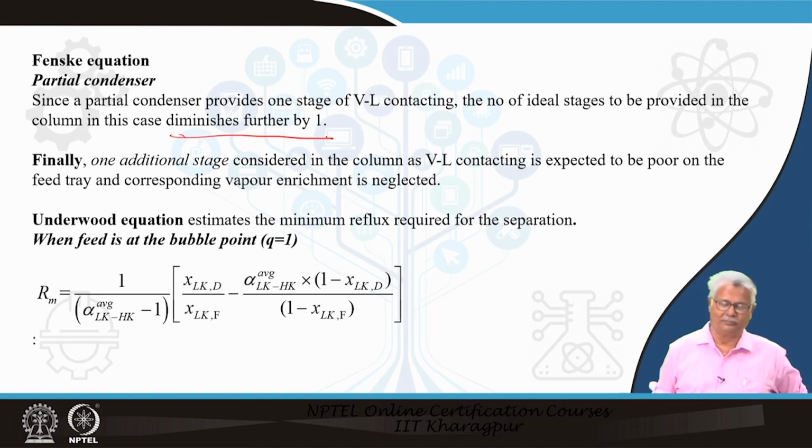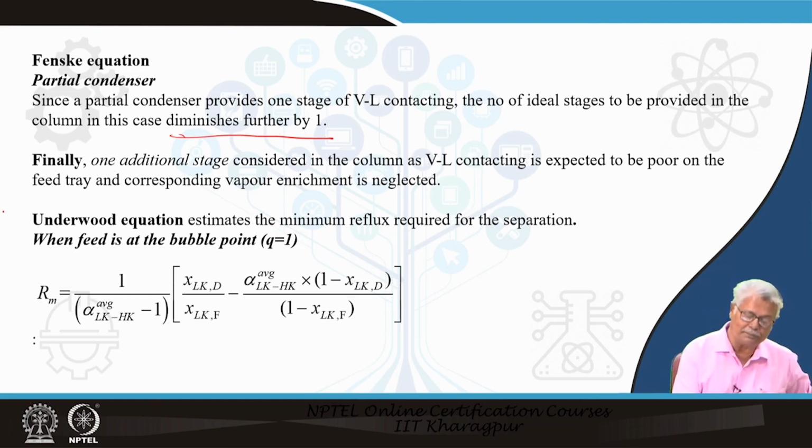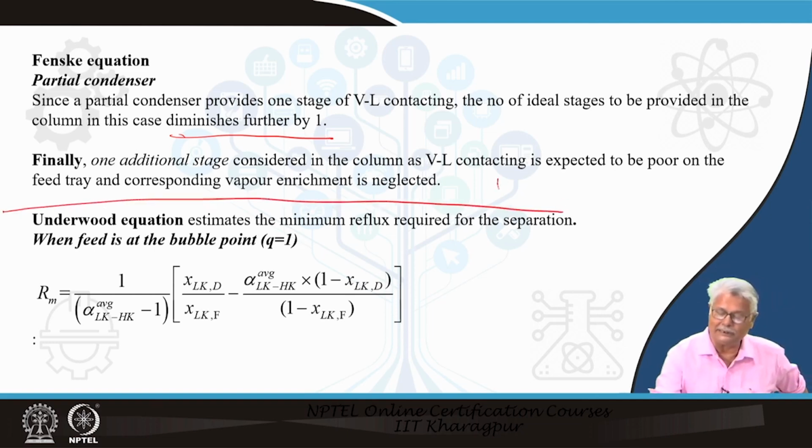So, one thing is true, up to this particular point we have decided on my Nm, the minimum number of ideal stages or ideal trays that I have to provide inside my tower or the column itself. What is the next thing to be done? We need to find out the Rm, which is the minimum reflux required for the separation.